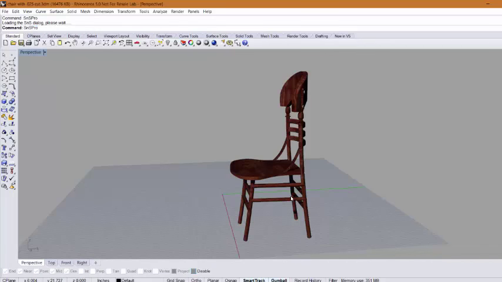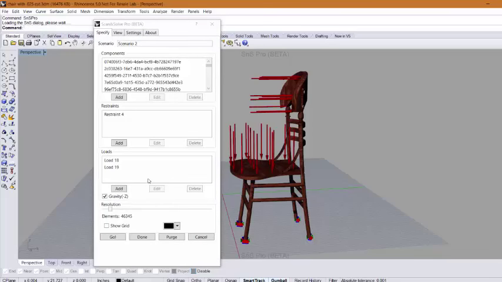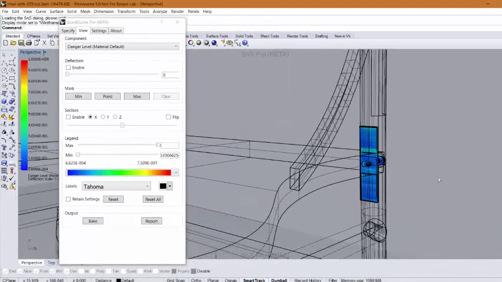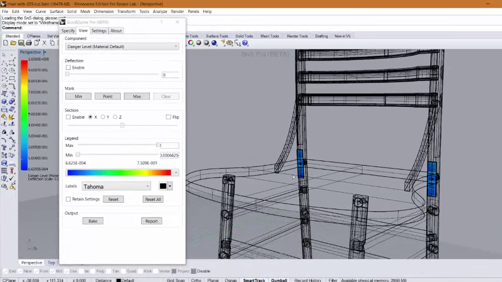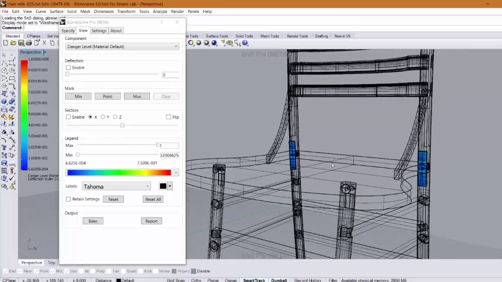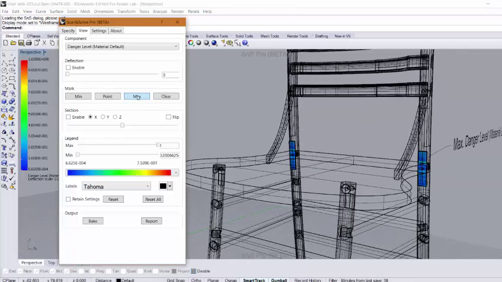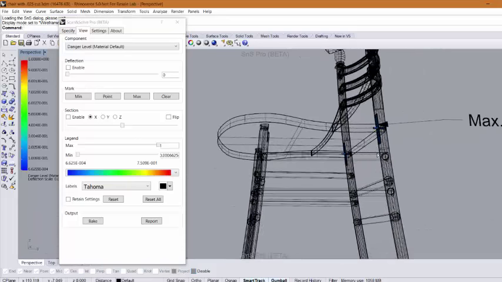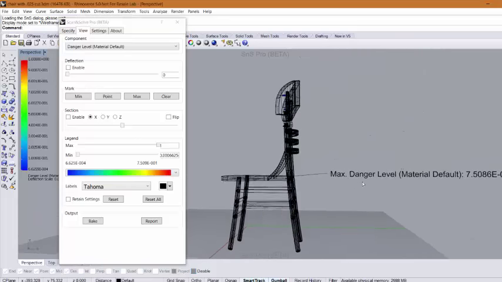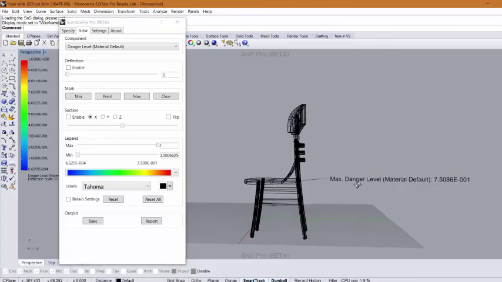Now let's analyze the 0.025-inch cut to see if I can get by with the tools I have. The same simulation has been set up and is ready to run. The simulation has been completed and the chair is ready for analysis. Let's view the danger level of the steel. The maximum danger level is 0.75. This is significantly larger than the danger level of the steel with the 0.035-inch cut. However, the 0.75 is still within our factor of safety.